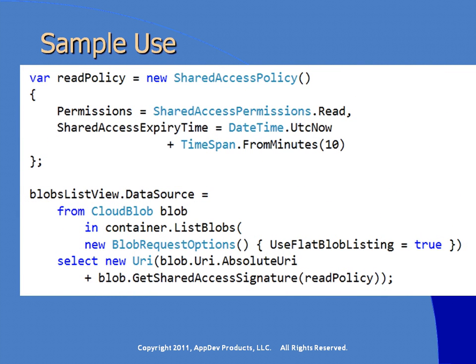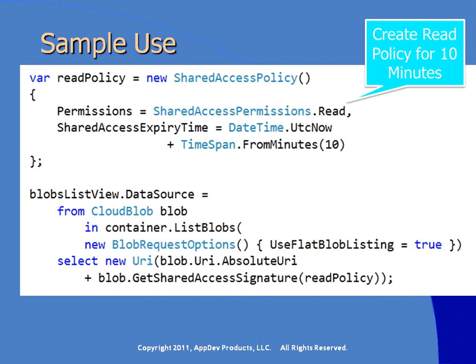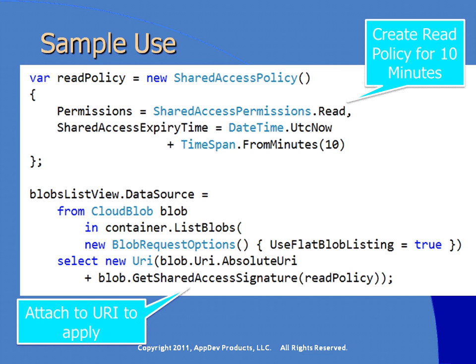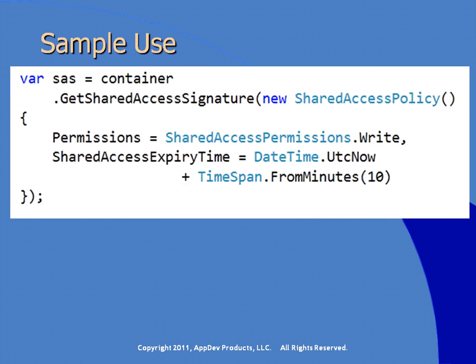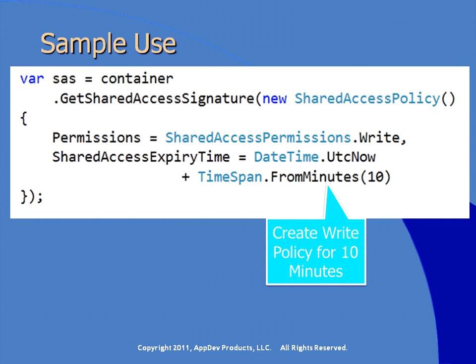Here's a sample of applying a shared access policy. The first statement creates the policy which specifies read-only access for the first 10 minutes. The second statement lists all the blobs of the container and creates a list of URIs that have the shared access signature query string appended to them. I can grant access to a specific blob as well, and I could use the same code as above except with write permissions.